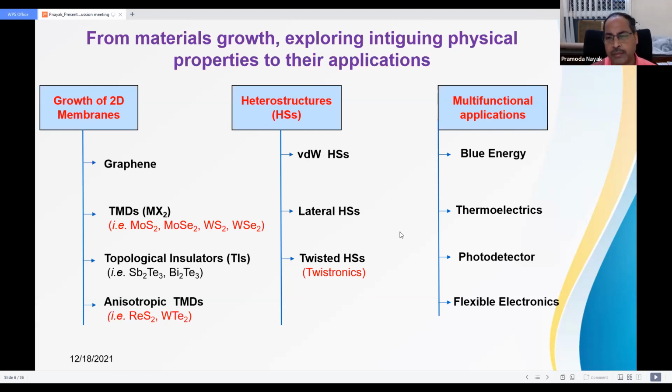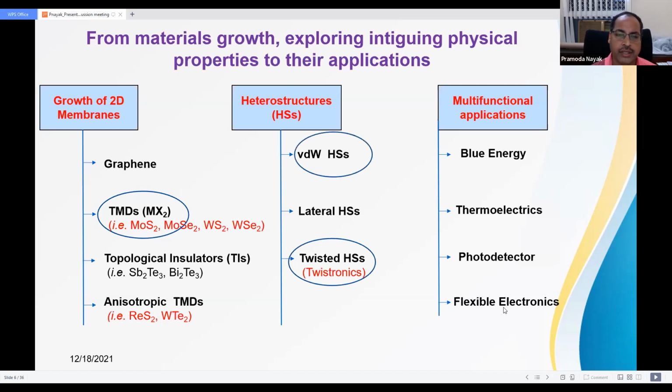By using this material, you can have a clean source of energy, that is blue energy, which is one of the renewable energy sources. We can use it for thermoelectrics, photodetectors, and flexible electronics. All this we are working on, but here I will talk only about the growth of TMDs and Van der Waals heterostructures as well as twisted heterostructures.